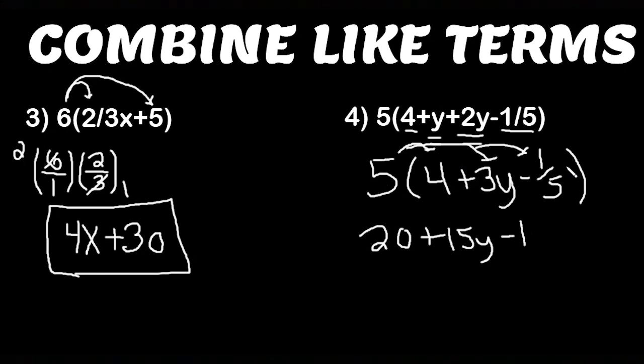Now, look to see if you have any like terms. I do. I have 20 and I have a negative 1. When I combine those, I get positive 19. So positive 19, and then plus 15y.